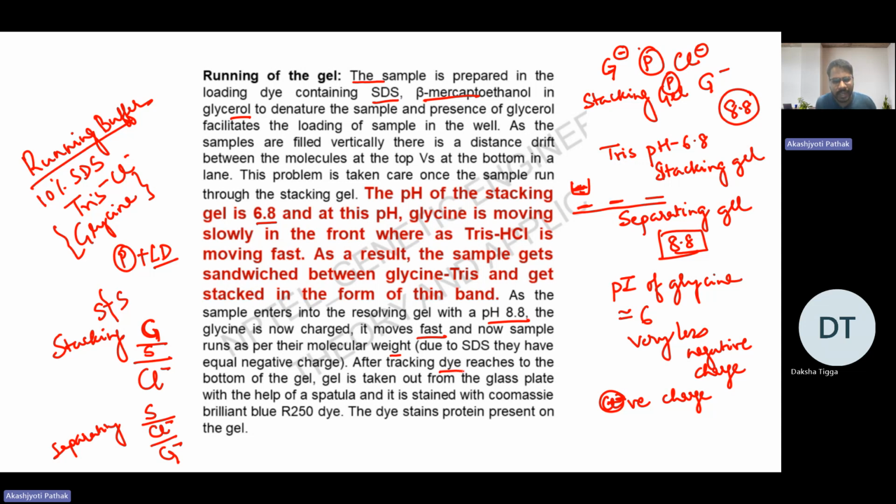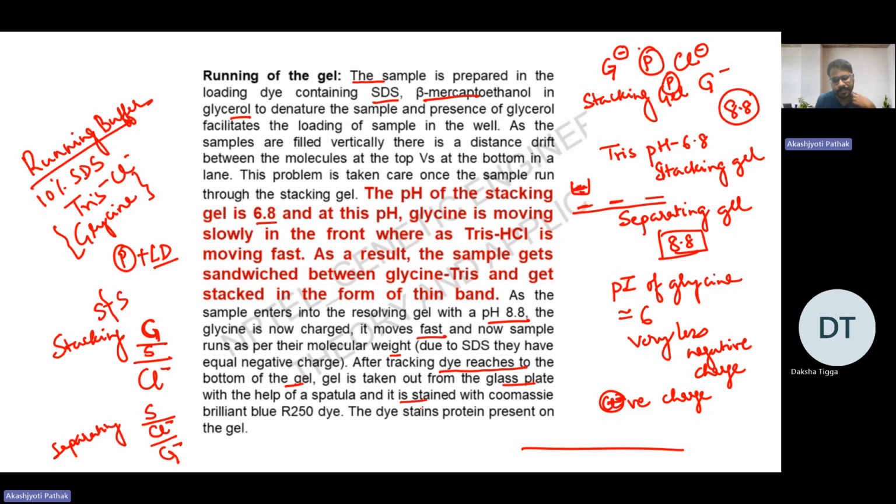Now, after the tracking dye reaches the bottom of the gel, how will we know when to stop the electrophoretic power supply? That is done by tracking the movement of the bromophenol blue. Once this tracking dye has moved to the bottom of the gel, or has left the gel, you stop the power supply and take out the gel from the glass plate.